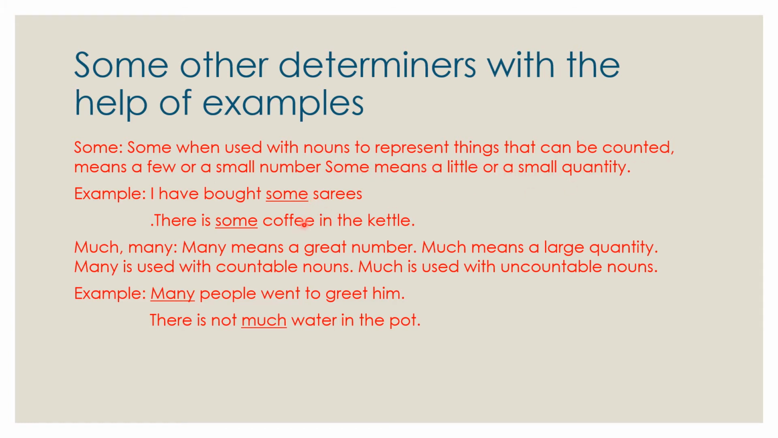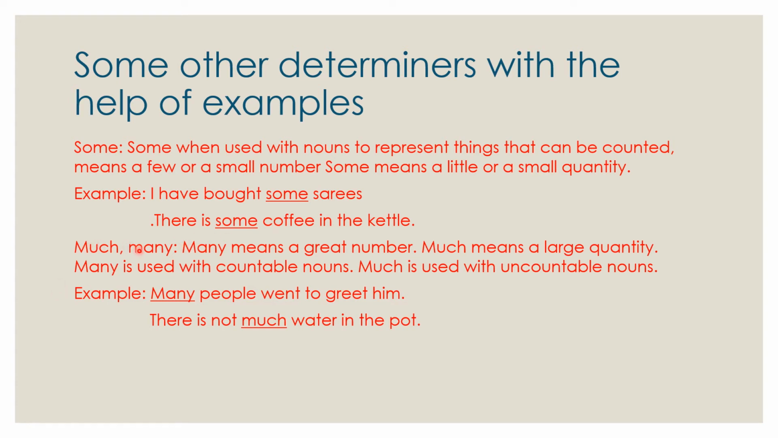Look at these two examples. I have bought some saris. So some here is a determiner. It represents things that can be counted, but it means a few or a small number. You can count saris. Now, some also means a little. So, there is some coffee in the kettle. Here this some means a little. Some is a determiner.